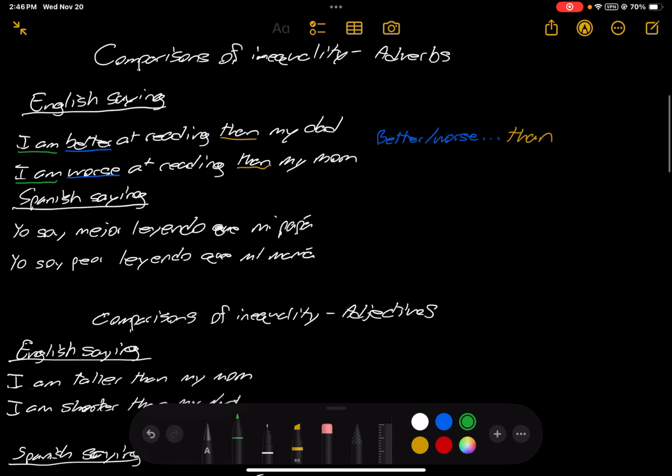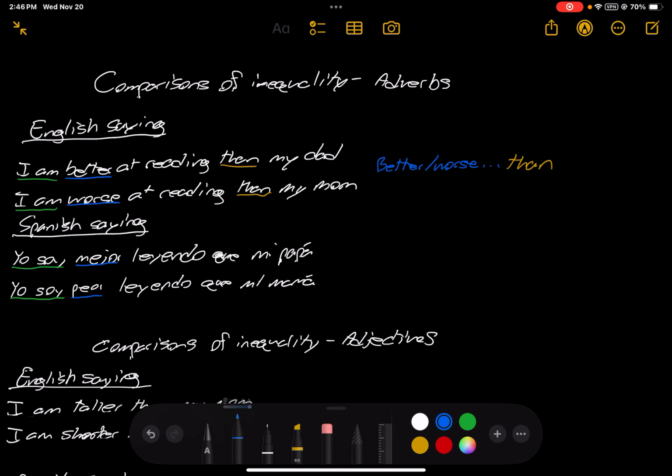En español, yo soy mejor leyendo que mi papá y yo soy peor leyendo que mi mamá. Again, we have our conjugated verb, our comparison word, and the followers. So, mejor and peor are both followed by que.